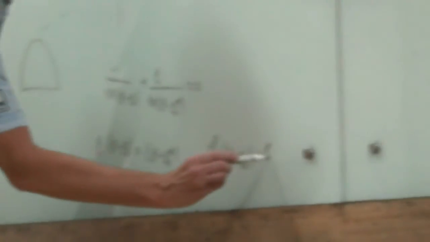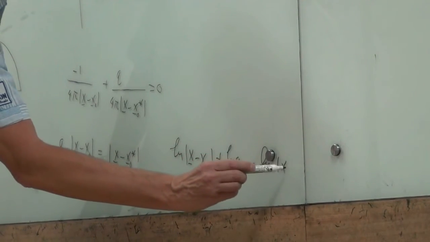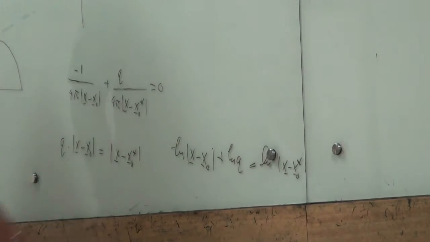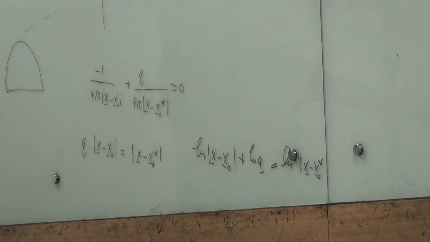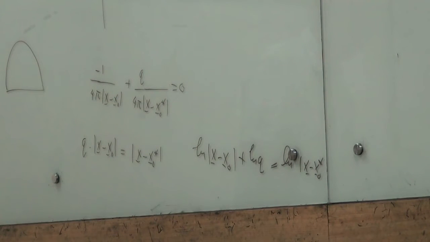Simple, huh? Take the logarithm, so you get the logarithm of x minus x0 plus the logarithm of q is equal to the logarithm of x minus x0 star. Take that logarithm to the other side, divide by 2 pi, and you have your equation that satisfies the boundary condition automatically. Yeah, so you don't have to do much calculation. But then you have a logarithm of q additionally in your equation. That's the only complication that you have here.